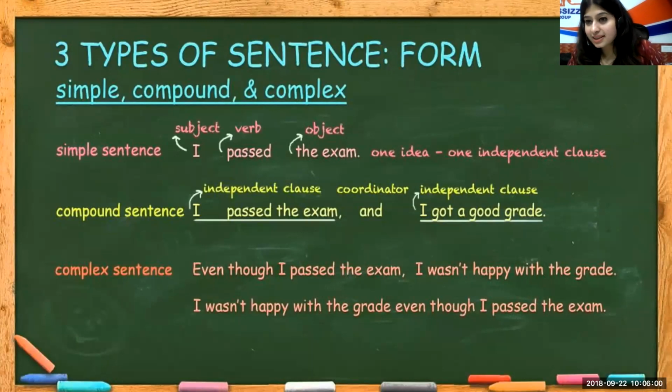I passed the exam. The simple statement just has one idea, one independent clause, one subject, one verb, and one object. This is a table. That is a simple statement. I passed the exam. I is the subject, the verb is in the past, the object is the exam. There is just one idea mentioned in it, and it's an independent clause.